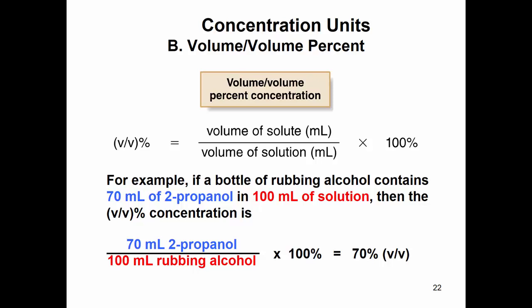For an example, a bottle of rubbing alcohol, which most all of us have in our cabinet at home, contains 70 milliliters of 2-propanol, one of its main ingredients, in 100 milliliters. So in your 100 milliliter bottle at home, it has 70 milliliters of 2-propanol. If you take 70 divided by 100 times 100, you get 70% volume percent concentration.